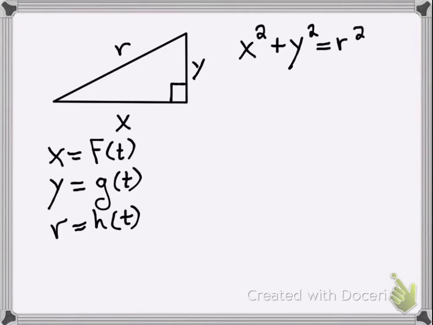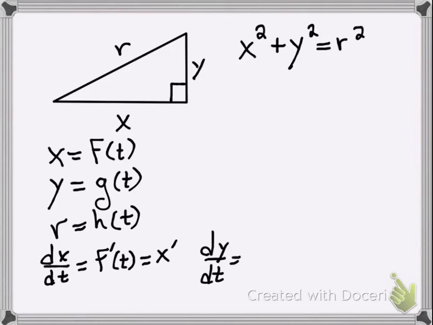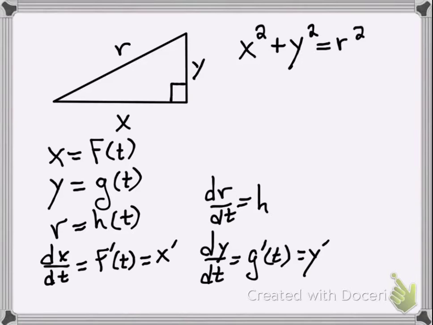So what we're going to end up doing is we're going to take the derivative of each of these quantities in that expression, x squared plus y squared equals r squared. Now, the derivative of x with respect to time, let me back up there for just a moment. The derivative of x with respect to time is going to be a derivative. And another way we can write that is just as x prime. And a derivative of y with respect to time, that would be g prime of t. And we're just going to write that as y prime. And then finally, the derivative of r with respect to time is going to be something like h prime of t, but we're just going to write that as r prime.